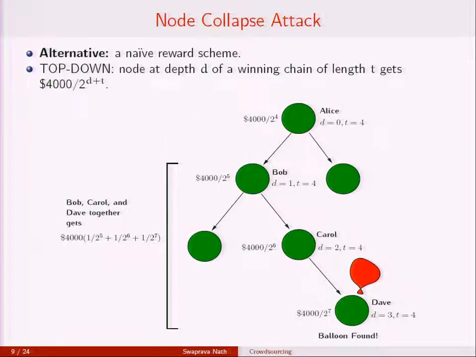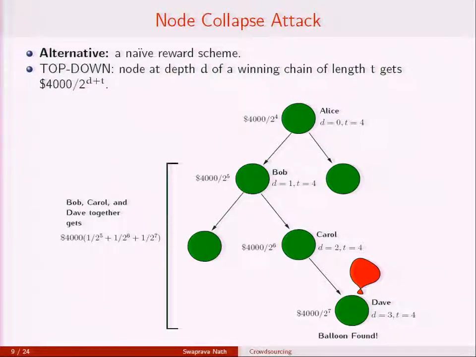Maybe you can argue that the previous mechanism was not that good, and that's why this kind of problem happened. What if we take another naive reward scheme? Instead of starting from the leaf towards the root, I start from the root, give a lot of money to Alice, and then keep decreasing as we go near the leaf. Now you can stop Sybil attacks by properly designing this reward scheme, so that if you create fake nodes, you won't be able to gain anything more. But there will be a different problem here.